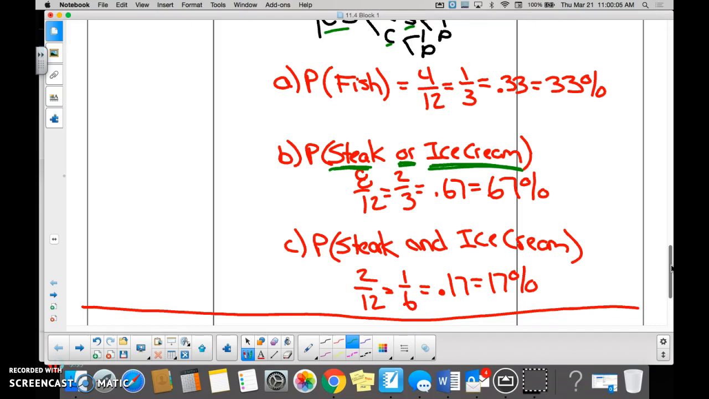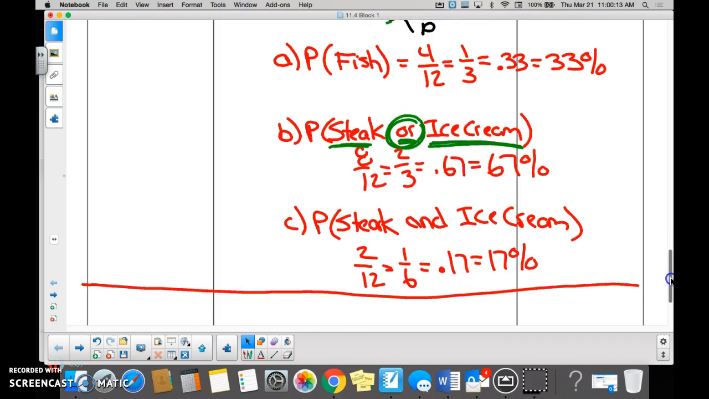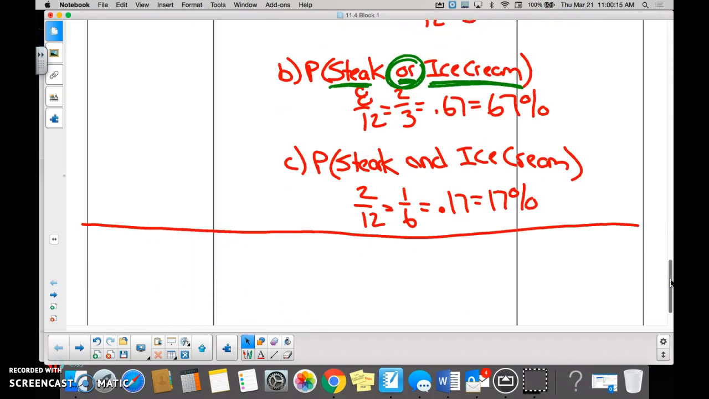Do they have to be together? No, because the word or means they can be separated, right? Yes. But if you want to know steak and ice cream, do they have to be together? Yes. And we only found steak and ice cream together 2 out of 12. Questions.